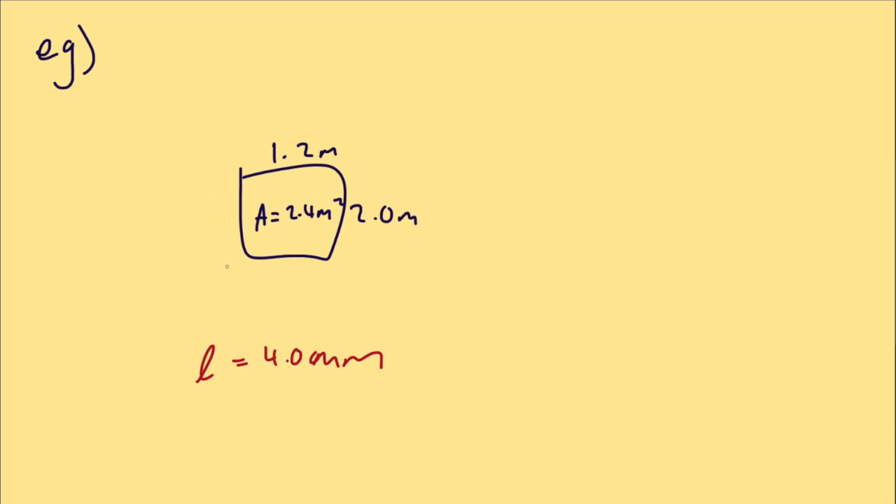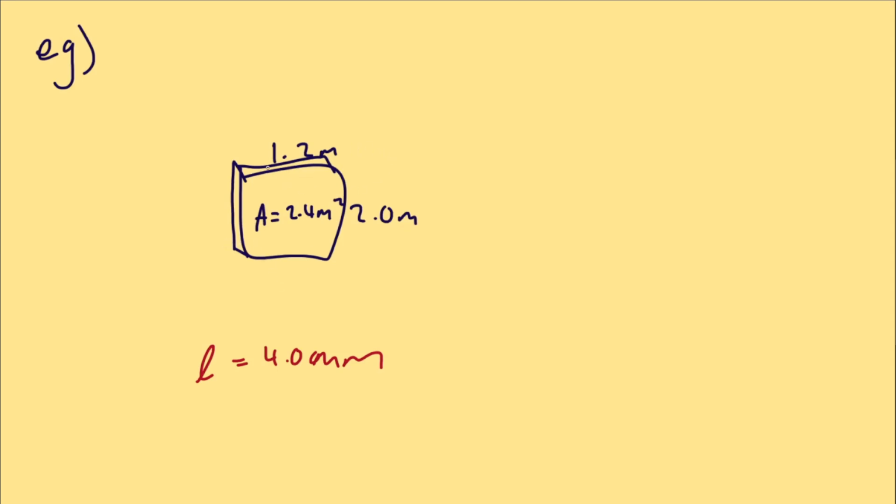Here's an example problem. You've got a glass window. Its area is 2.4 meters squared because it's 1.2 meters by 2 meters. The thickness is 4 millimeters. The thickness matters because area decides how wide the heat can spread and thickness decides how far it has to travel.